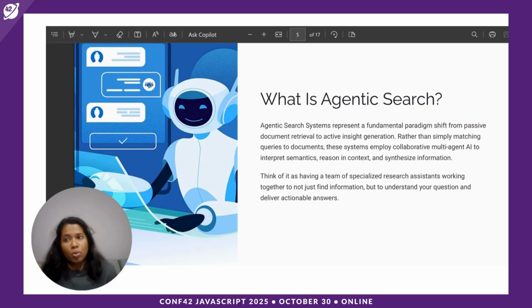Collaborative processing through multiple specialized agents coordinating to handle different aspects of complex queries. Semantic understanding, providing deep comprehension of the query intent beyond just keyword matching. Synthesis generation, transforming this raw information into actionable insights. And quality assurance through systematic validation of the findings through multi-agent verification.